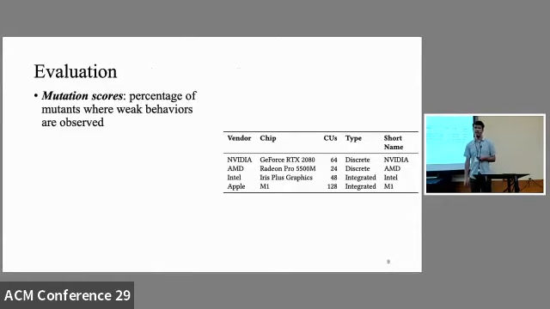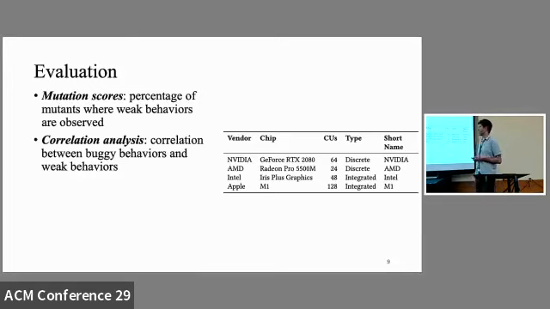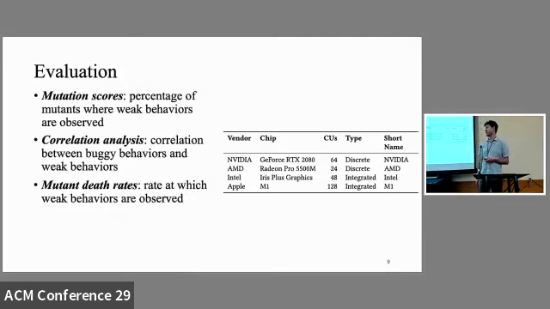So we evaluate our work on 4 GPUs, one each from NVIDIA, AMD, Intel, and Apple, and we calculate a bunch of different metrics. One is mutation scores, which is the percentage of mutants where weak behaviors are observed. Another is a correlation analysis, which correlates buggy behaviors in conformance tests to the weak behaviors in the associated mutants. We also calculate mutant death rates, which is the rate at which weak behaviors are observed in the mutants.